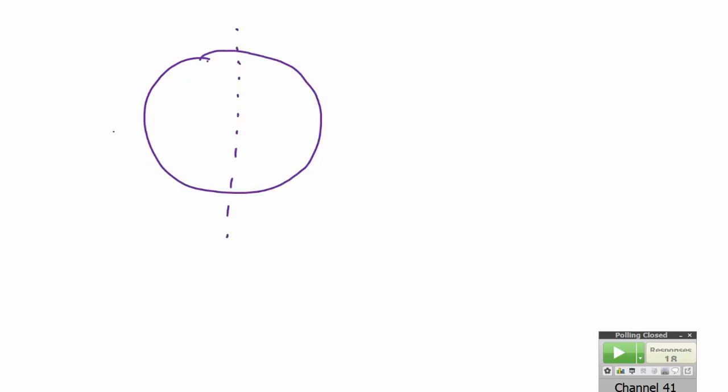If we have an object moving in a circular path, let me divide this up into four quadrants. Initially, the object is at rest at this point. The radius of the circular path is r, and the object obtains an angle theta with the x-axis. This is the y-axis.